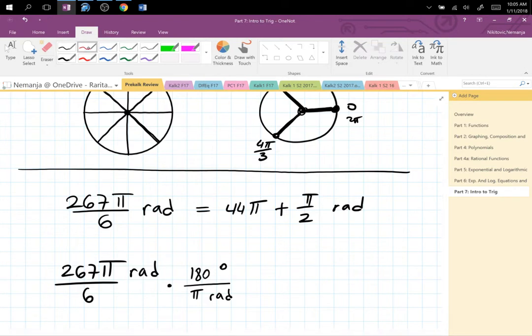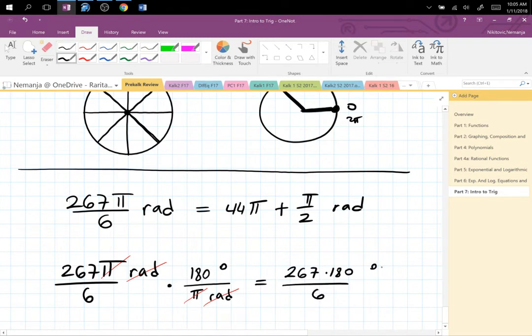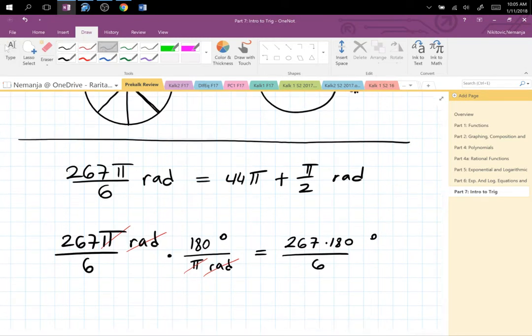So now, observe that pi kills pi, radian kills radian, and you are left with 267 times 180 divided by 6 degrees. Now, luckily, 180 and 6 cancel down to 30, so all we have to do is 267 times 3 and add a 0, right? So 3 times 7 is 21, and then 18 and 2 is 20, and then 6 and 9 is 8, and add a 0 at the end. So this is 8,010 degrees to convert 267 pi over 6.